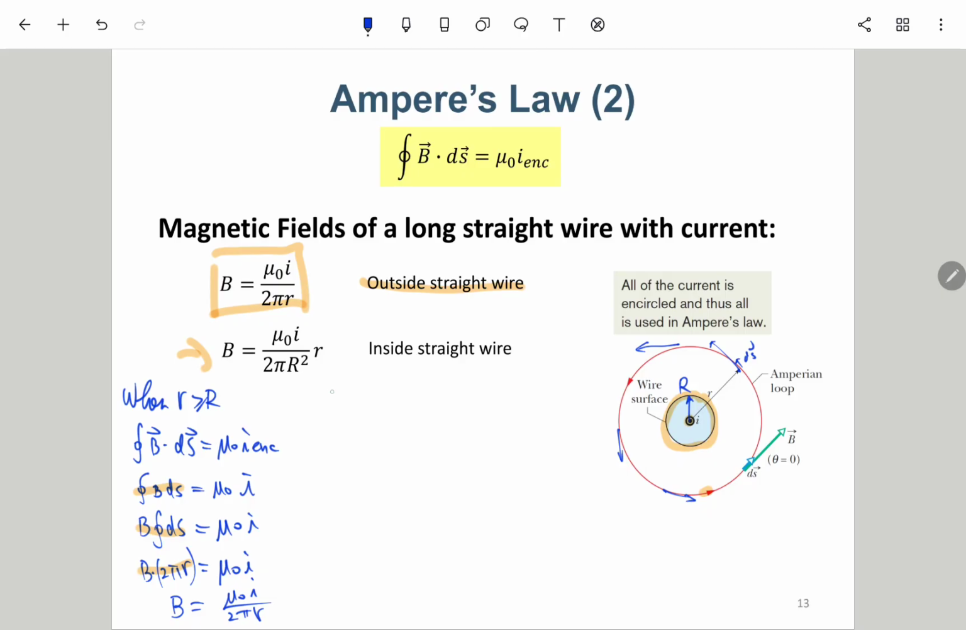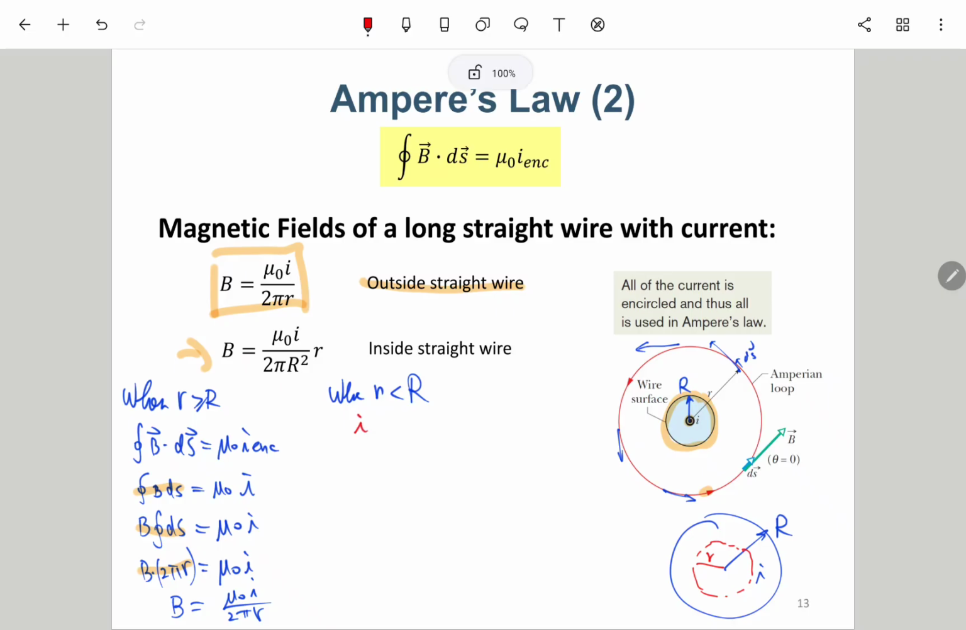Okay, for the second case, when small r is smaller than capital R. Here we have a wire with radius capital R, and we assume the Amperian loop is somewhere inside, with a smaller radius. Here we also assume that the current is uniform.